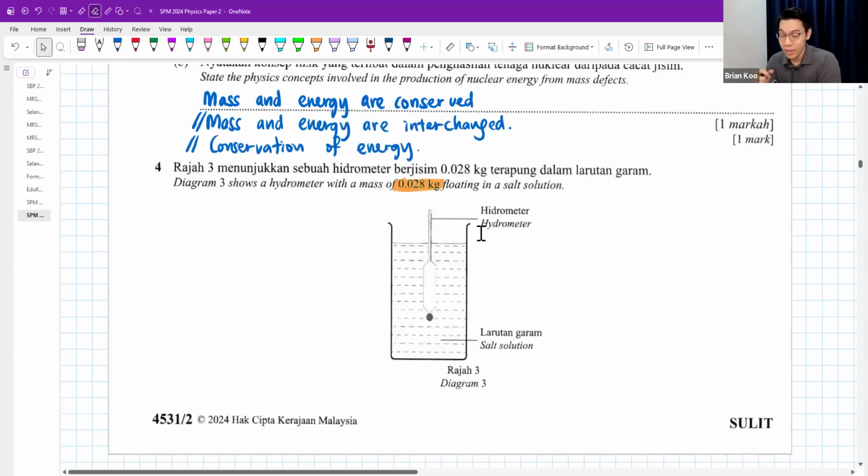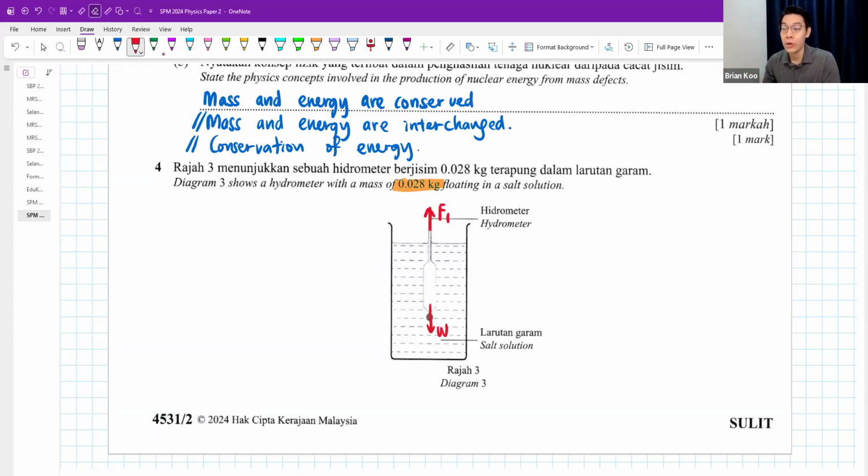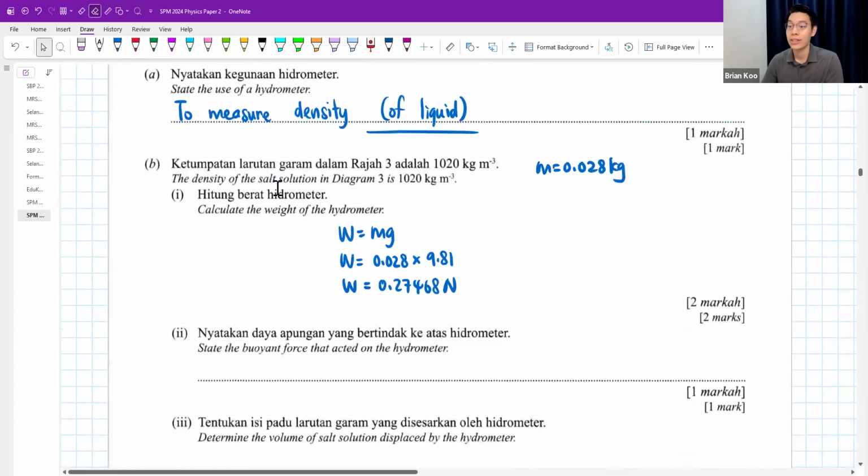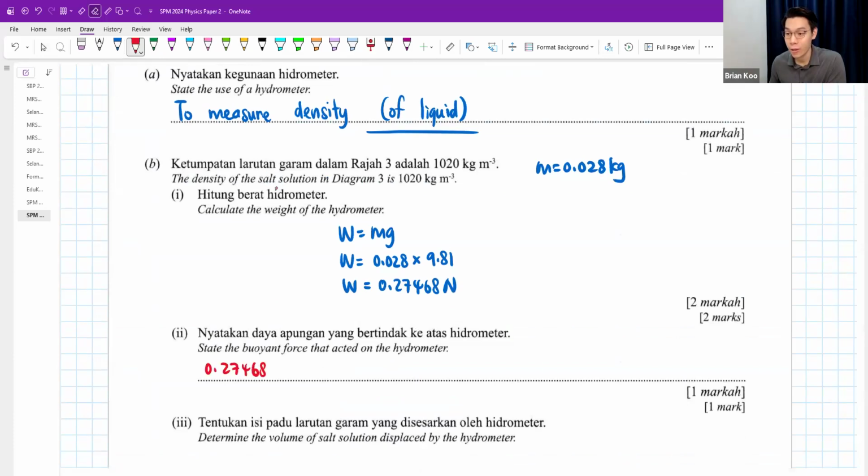Then state the buoyant force that acts on the hydrometer. This hydrometer is not going to fly up and it's not going to sink down, which means the forces must be in equilibrium. The weight of the hydrometer must be equal to the buoyant force that is holding it up. They have to be equal. I'm talking about the weight of the hydrometer because it is floating, never moving, the resultant force is 0, it is still the same.